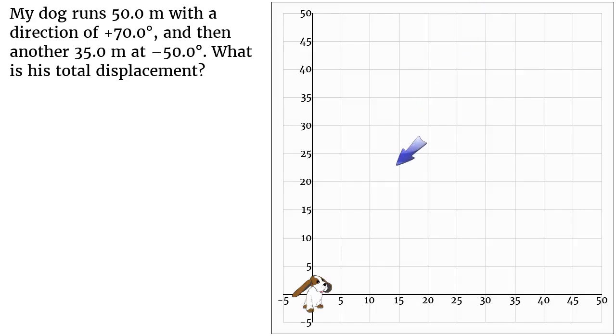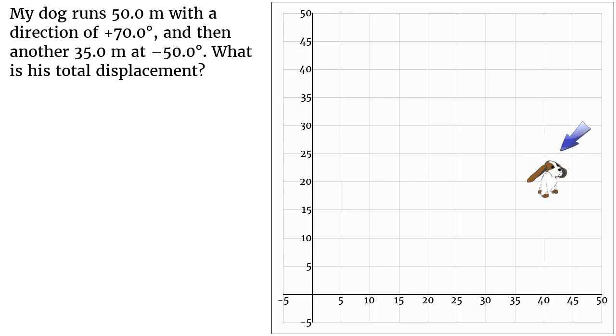The first part of the dog's motion has a direction of 70 degrees. Straight up along the y-axis would be 90 degrees. The dog's running a little bit to the right of that. Then he's going to turn to a direction of negative 50 degrees, which is kind of diagonally down and to the right. And he's going to run for another 35 meters. So that's going to put him somewhere around here.